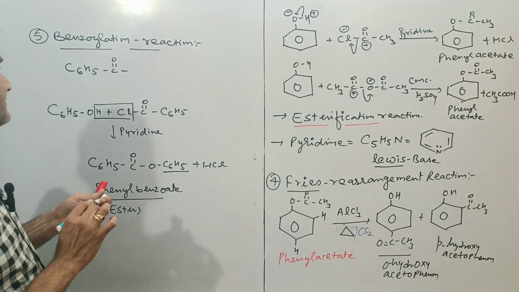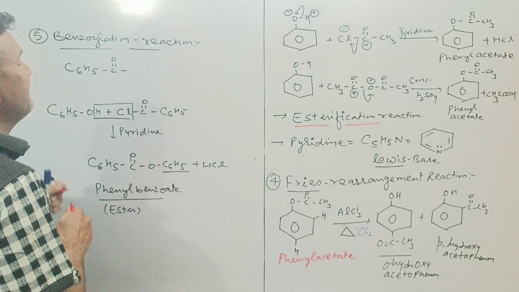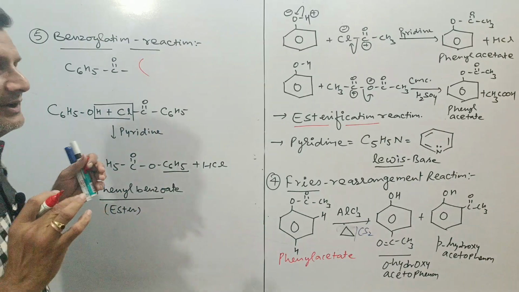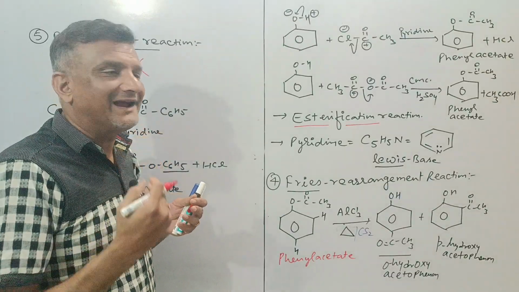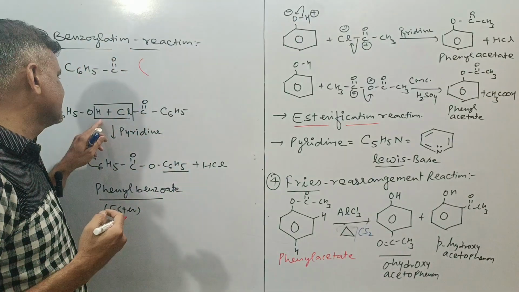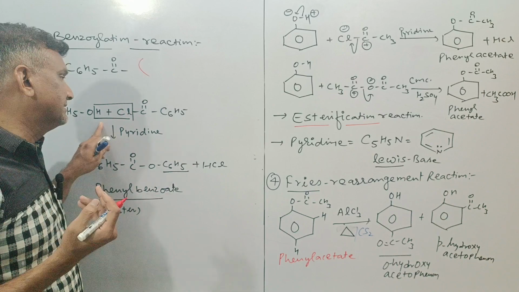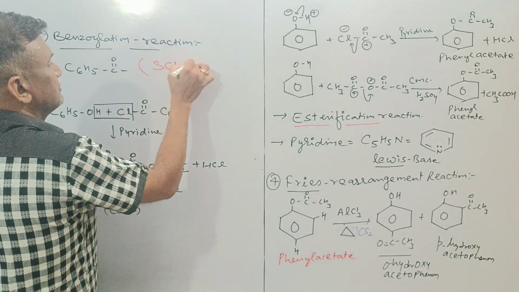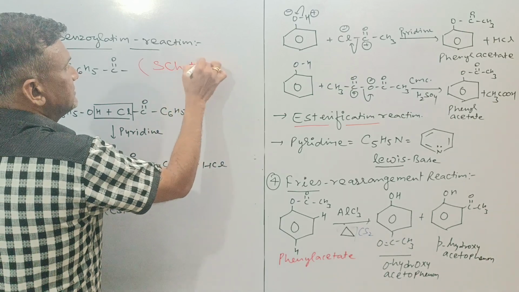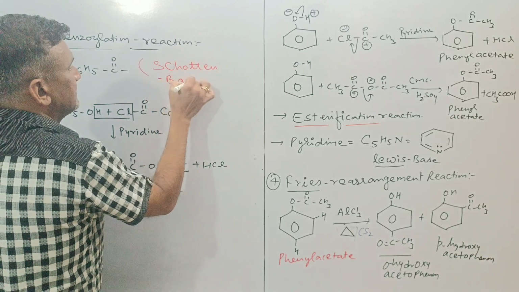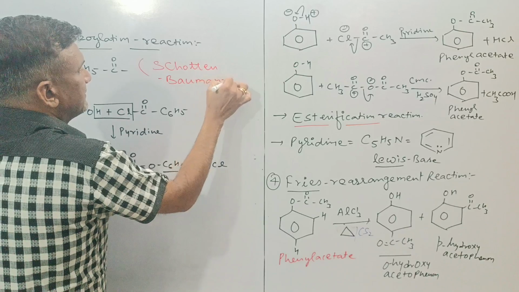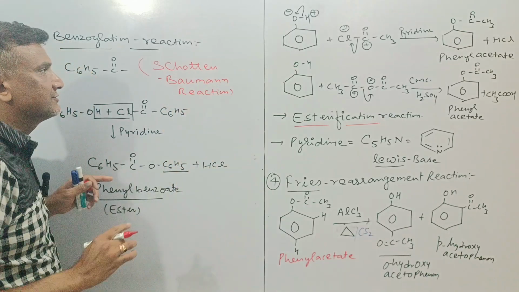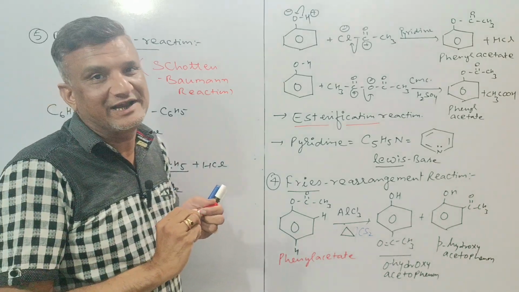This is a very important naming reaction. This reaction is given by compounds that have active hydrogen. No doubt amines have active hydrogen, and phenol also. So this reaction is called the Schotten-Baumann reaction, regarding benzoylation.